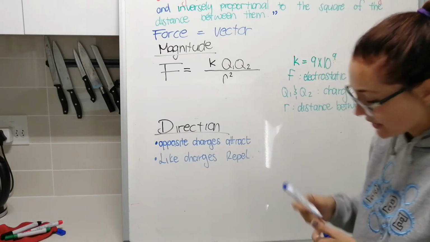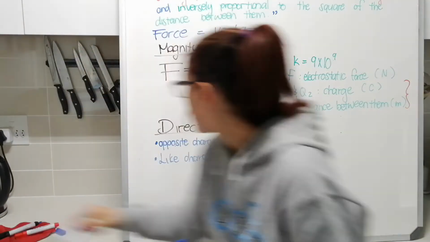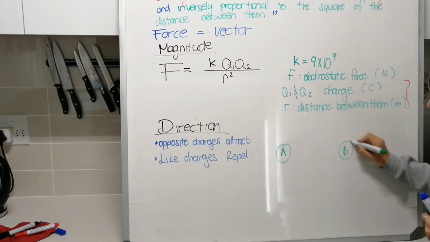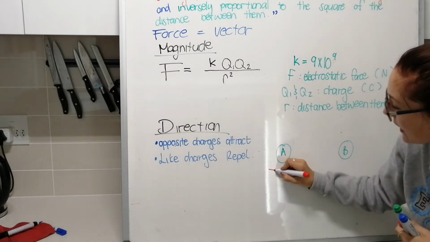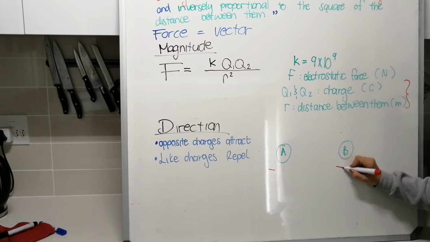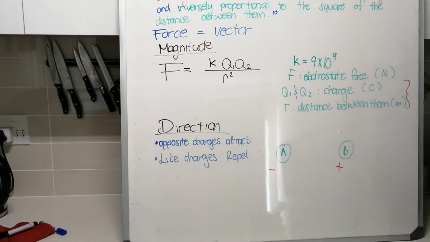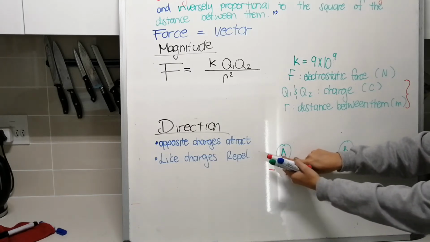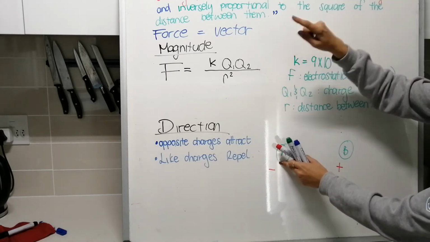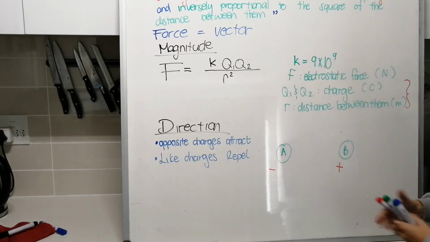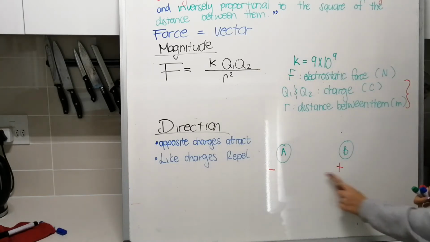I'm just going to do a little example here. Let's say I had two charges, charge A and charge B, and charge A's charge was negative something, and charge B's charge was positive something, and we were interested in the electrostatic force experienced by A. We would use Coulomb's law to determine the magnitude of that force, and to determine the direction, we would look at the signs here.